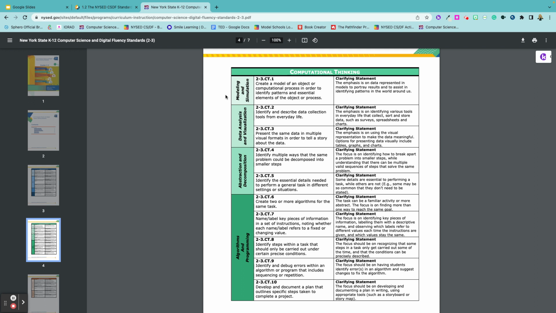And then the last one, CT10, is develop and document a plan to outline specific steps taken to complete a project. The focus should be on developing and documenting a plan in writing using appropriate tools. So this could be storyboarding or story maps, or following a sequence of things that have happened within a story. So that is computational thinking.